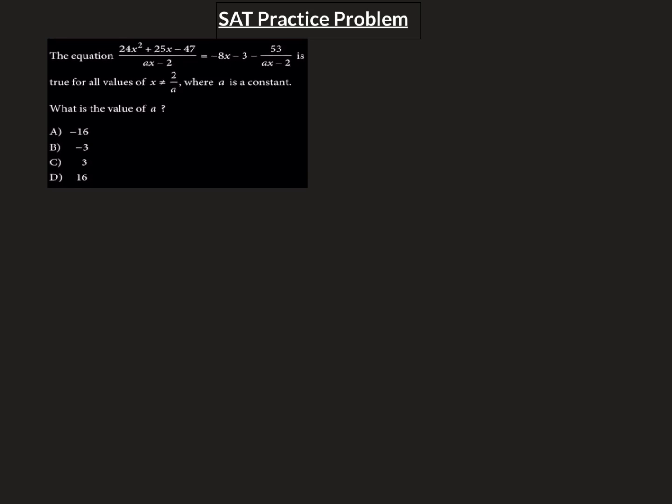So firstly, let's set up this formula that's in our problem, and let's set it up how we normally would. When you're given a long division problem like this, we would set it up as 24x² + 25x − 47 divided by ax − 2. This is just how you would normally set up a long division problem. But instead of solving for our final answer, we're given the final answer, and that is −8x − 3 with a remainder of 53.